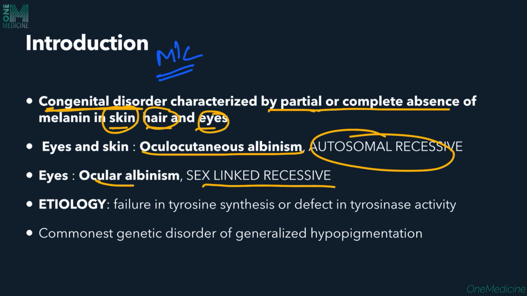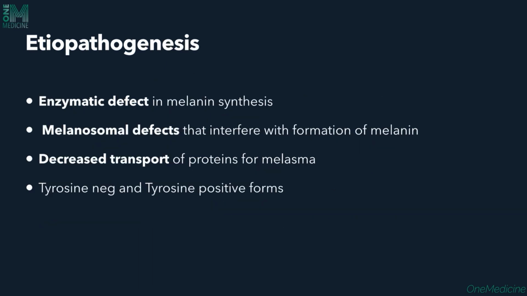Etiology: there will be an enzymatic defect in tyrosine synthesis or the tyrosinase enzyme. It is the commonest disorder of generalized hypopigmentation. Pathogenesis: as I told you, the enzymatic pathway that I explained before will be defective here, or the melanosomes, which contain the melanin pigment, would be defective. And there will be decreased transportation of this melanin pigment to the keratinocytes.